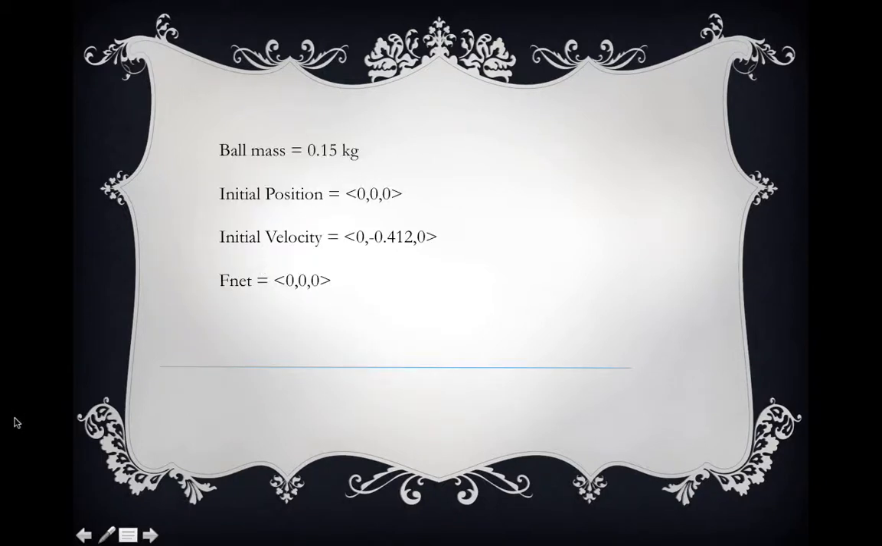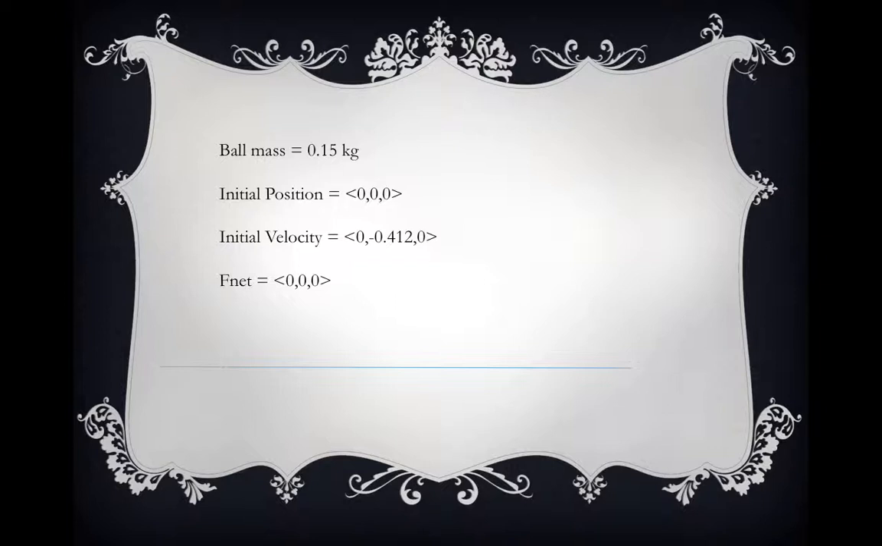Here are some of the initial vectors that we used in Python programming. Initial ball mass of 0.15 kilograms. Initial position of 0 in the x, y, and z. Initial velocity of 0, negative 0.412, and 0. And of course, a net force vector of 0 in all directions. The velocity vector in the y direction is negative because the ball is moving in the negative y direction, and it was calculated using displacement over time in the Tracker program.